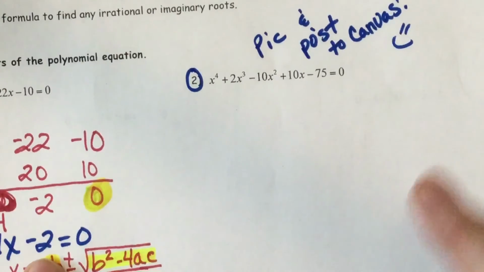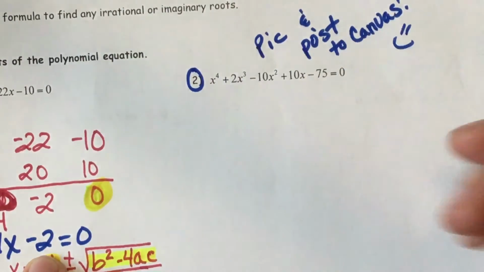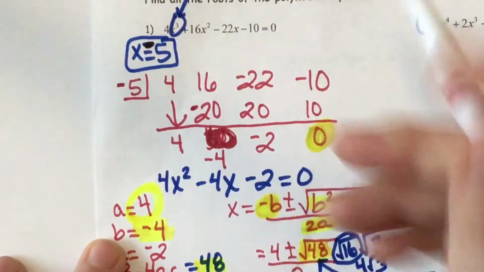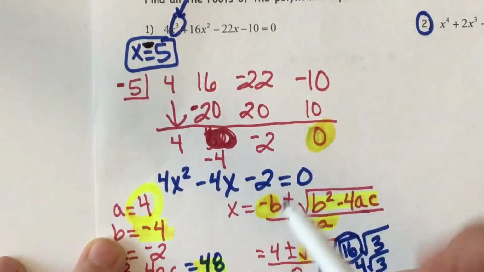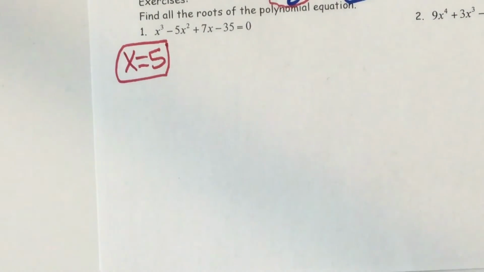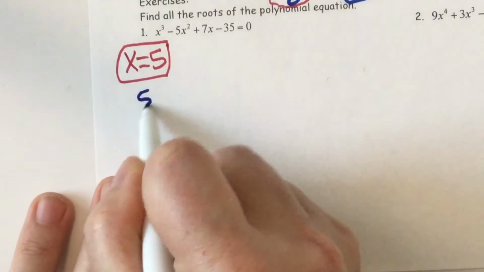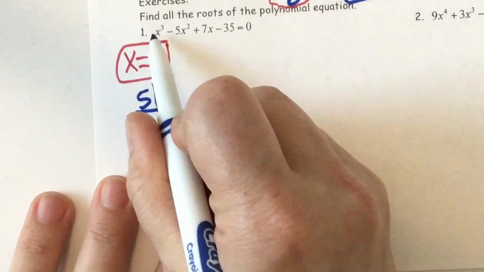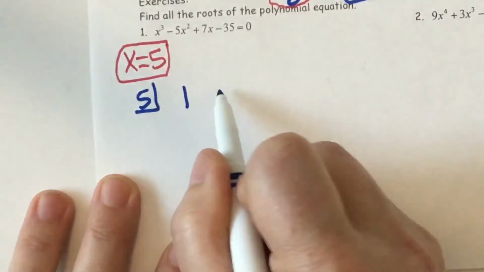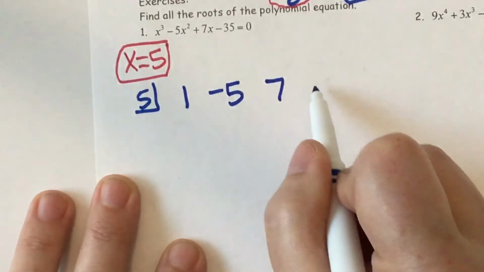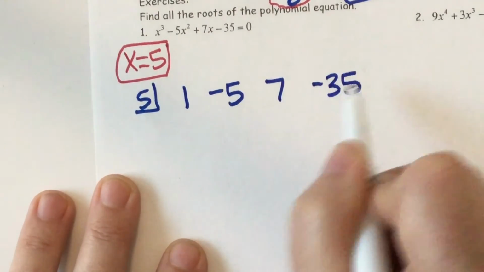If they ever start out x to the 4th, you'll end up doing synthetic division twice to get it down to x squared. But if it starts out x cubed, you'll just do synthetic division once to get it down to x squared. All right, so first you put the 5 in the box. Pull down the coefficients. In front of x cubed is a 1, in front of x squared is a negative 5, in front of the x is a 7, and the constant is negative 35.